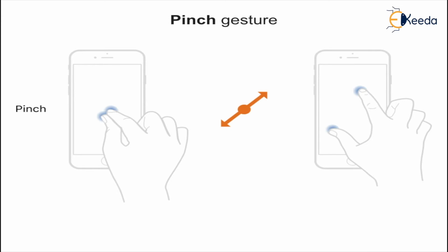Next is the pinch gesture. The best example of the pinch gesture is zoom in and zoom out. At that time you use two fingers of your hand. Whenever you zoom in or zoom out on your photo, any object, or any view, at that time you use the pinch gesture.